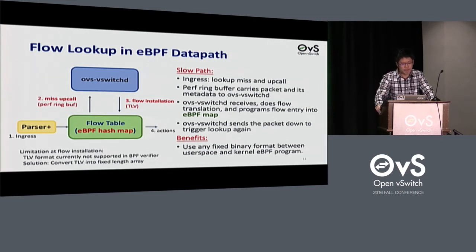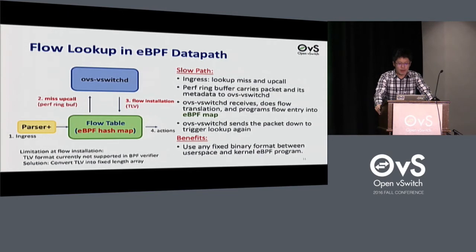After the flow entry is installed, the subsequent packets will hit the eBPF hash map, and it will execute the actions. So here, when we are installing the flow, we don't need to rely on the netlink interface anymore, because the user space program can use the BPF system call to directly program the eBPF hash map. In the beginning, we were trying to use the TLV format. However, there are some limitations in the BPF verifier right now, so we changed the TLV to fixed length.